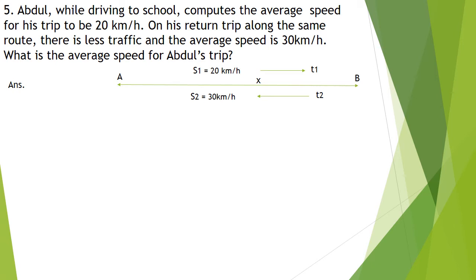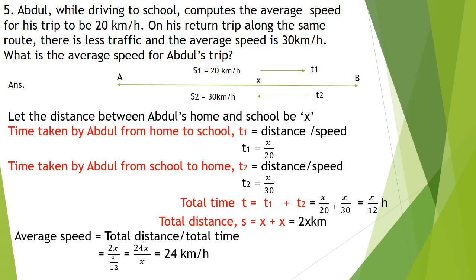But we don't know the time that he took to go from home to school. So let the time be equal to T1. Now in return, when he's returning from his school to home, that is B to A, the traffic is less, so the speed is more.